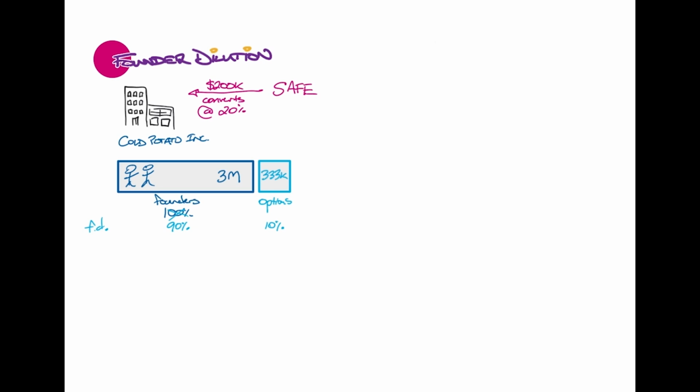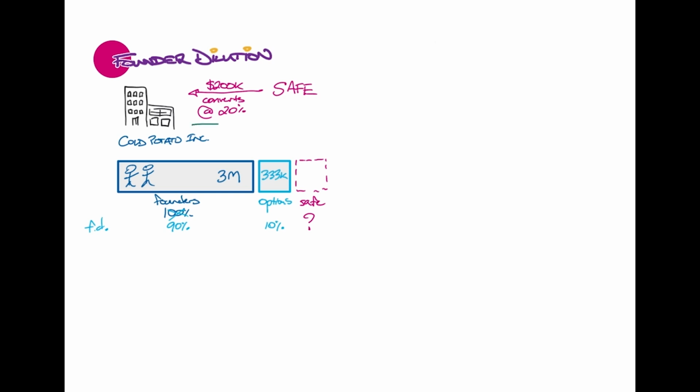With the SAFE in place, things get a bit more complicated for our capitalization. The founders still own 90% of the fully diluted shares, but there is now some other interest out there that could, in theory, convert into shares of the company. But we don't know what that is right now. All of that depends on the future value of the company. So the founders are really taking a risk here that their assumptions about Cold Potato's future valuation will pan out. So let's look at a model of what that could look like.